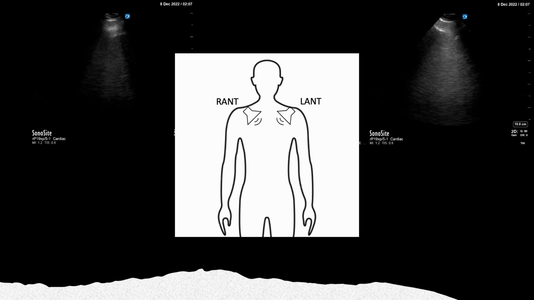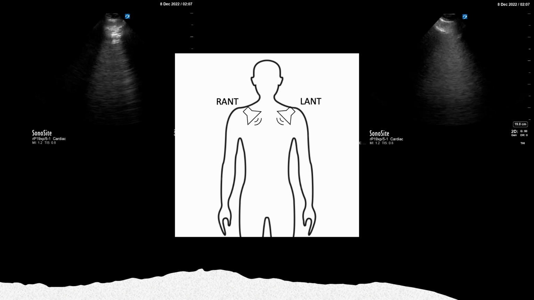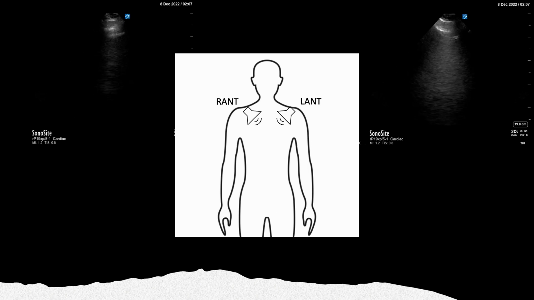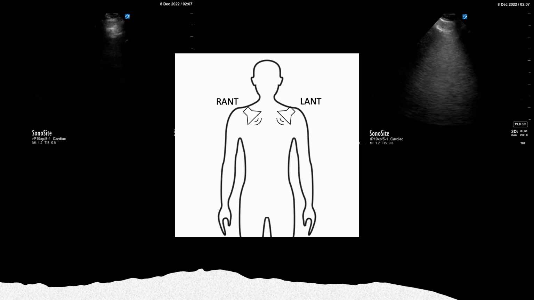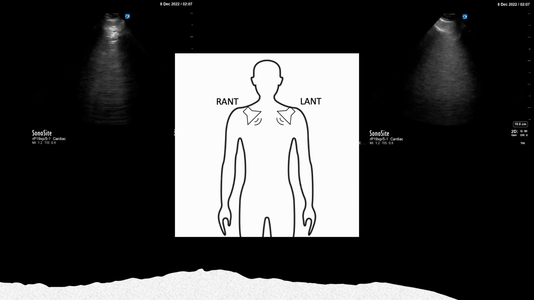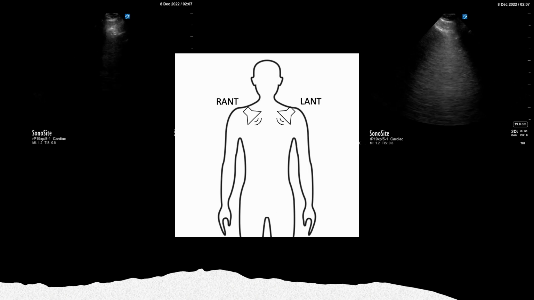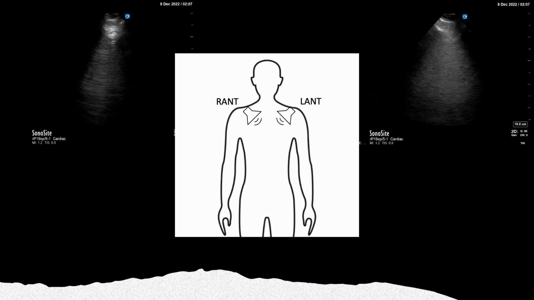We then come to the left side, so the LANT view, and again I can see a similar view. I can't even really see the B lines, but basically there's so many B lines that they've become homogeneous and there's actually quite this sort of snowy kind of picture.